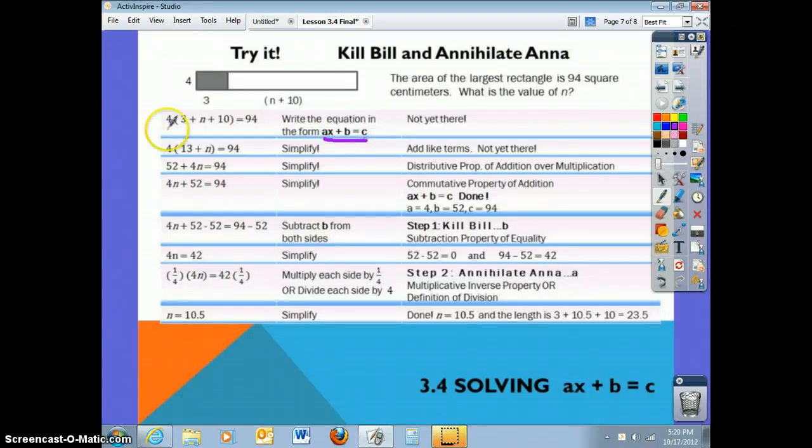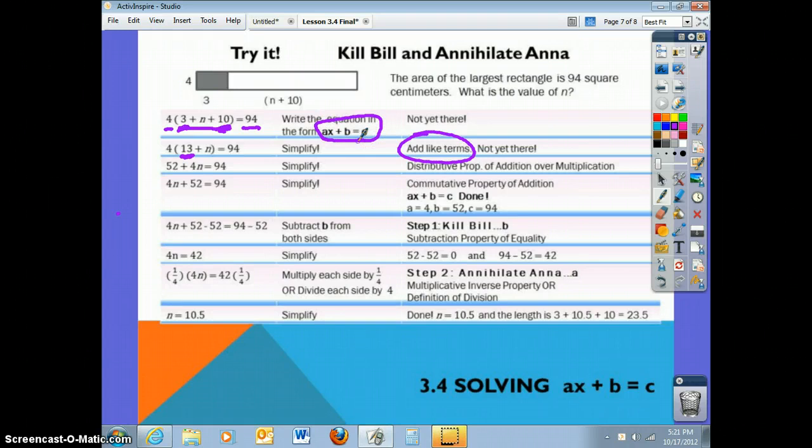But right now we have 4, which is the one side, times this, which is the other side, gives us the area. And that's clearly not in ax plus b equals c. Well, first thing we want to do is add like terms. Okay? And we want to take this 3 and this 10 and commute them and add them together and get 13. Okay? All right, that worked. We still do not have this form yet.